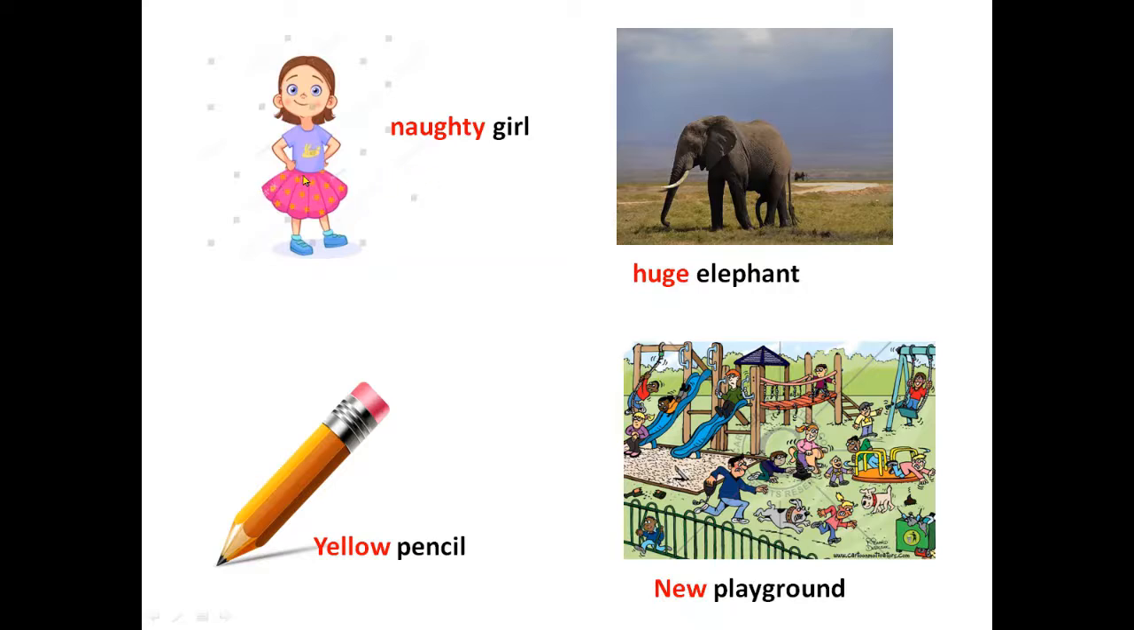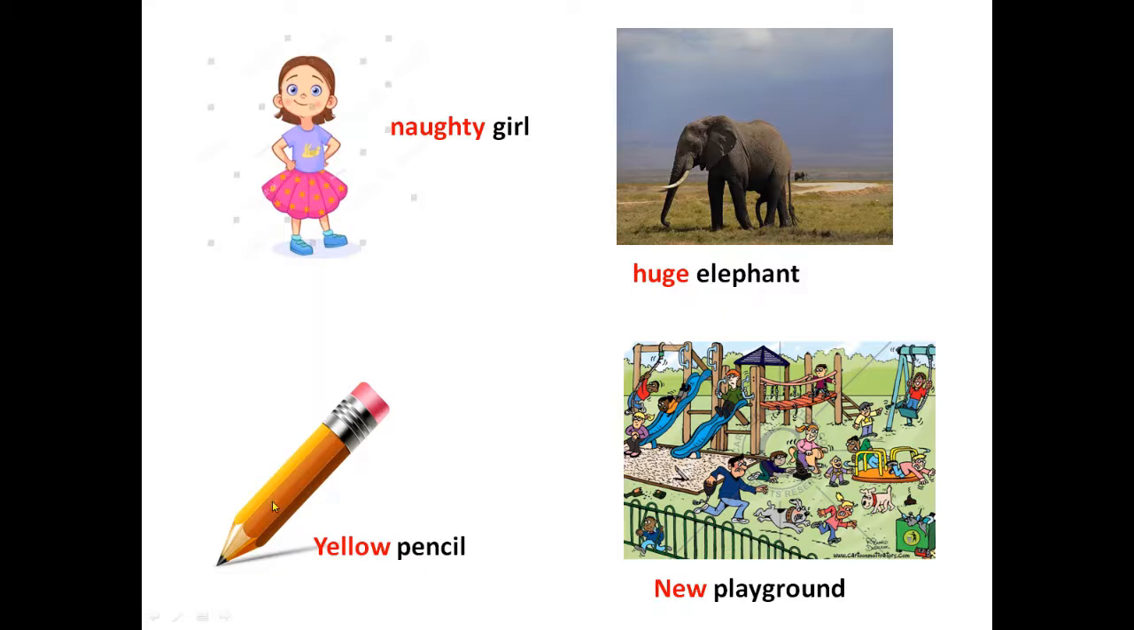This is the picture of a girl. She is a girl, but how is she? She is naughty. So here, girl is a noun and naughty is an adjective, that is, a describing word for this noun. One more example. This is an elephant. Elephant is huge in size. So elephant is the noun and huge is the describing word for this noun. It describes the size of the animal.